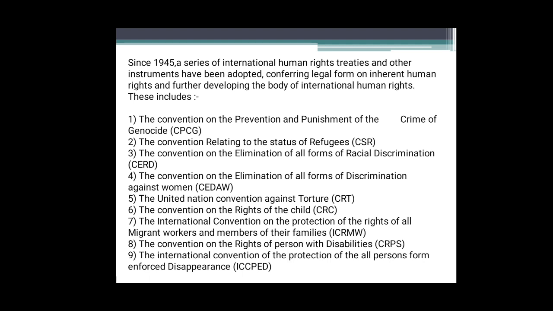All migrant workers and members of their families. The Convention on the Rights of Persons with Disabilities, the International Convention for the Protection of All Persons from Enforced Disappearance.